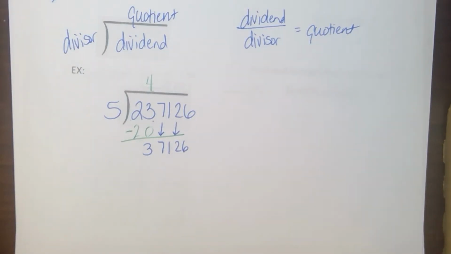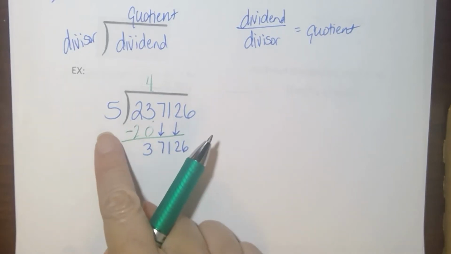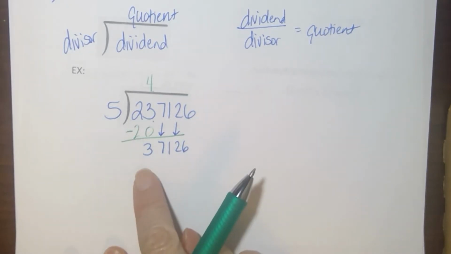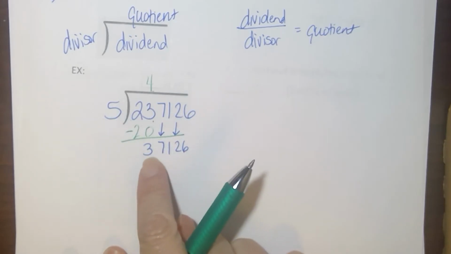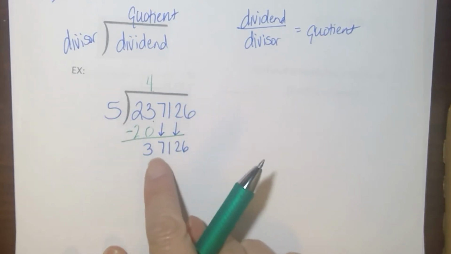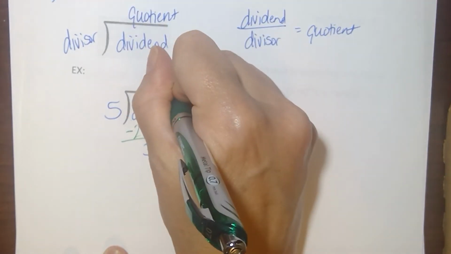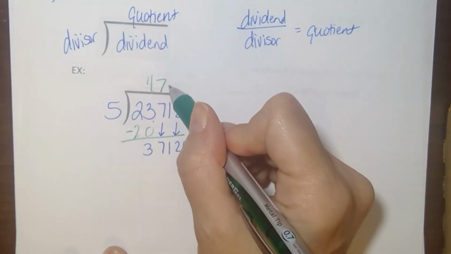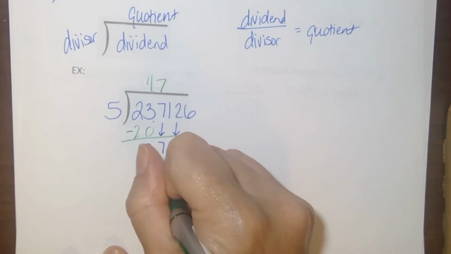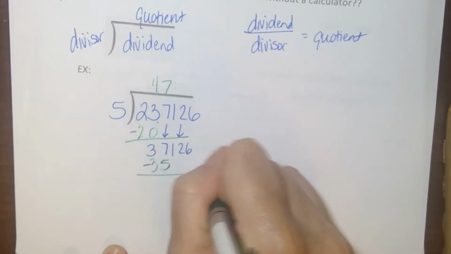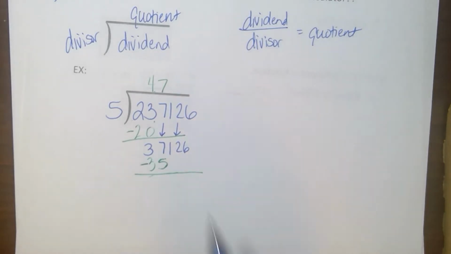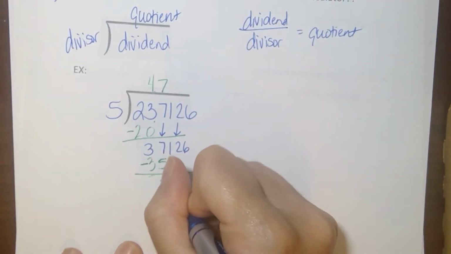And we start the process all over again. We ask ourselves, how many times does 5 go into 3? It doesn't. How many times does 5 go into 37? Well, 5 goes into 37 7 times. And then I multiply. 7 times 5 is 35. And then once again, I subtract. When I subtract, 7 minus 5 is 2.